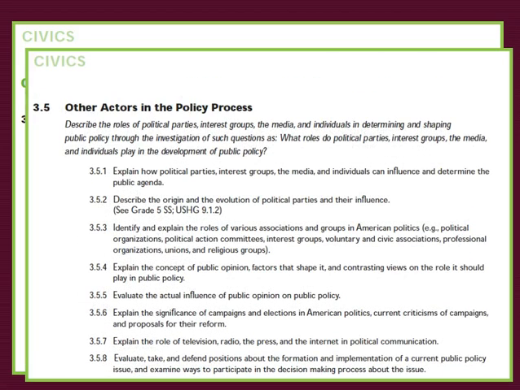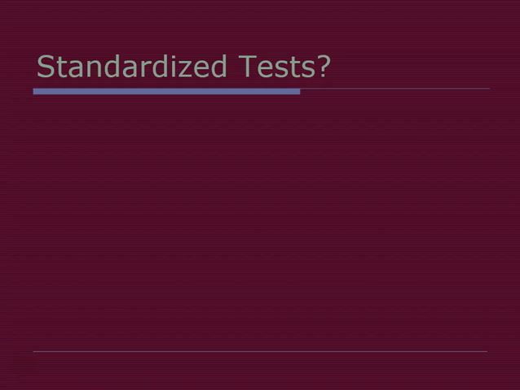Other ways to look at things, maybe stuff from the last unit, to describe the role of parties, interest groups, and media and individuals in determining and shaping public policy through the investigation of such questions as what role do political parties, interest groups, the media, and individuals play in development of policy. Again, these are all things that you should do by the time you finish a civics course.